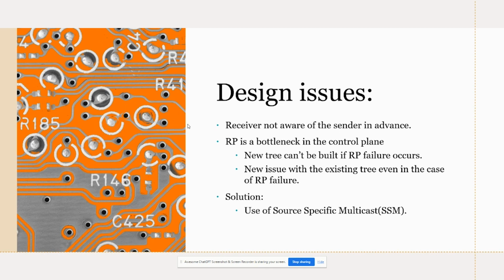So in that case, if the RP fails, then a new tree cannot be built, and new data cannot be forwarded to the receiver. But this will not affect the existing group, because in that case the SPT switchover or handover is already done. So for the existing group, even if the RP fails, the data will continue to flow. To mitigate this problem, the solution is that we need to use source specific multicast, which we are going to discuss in the next slide.